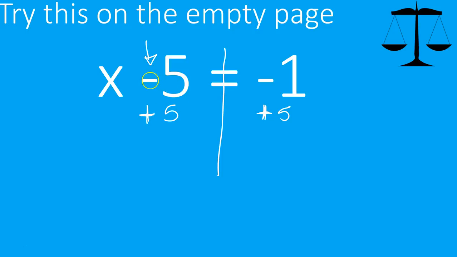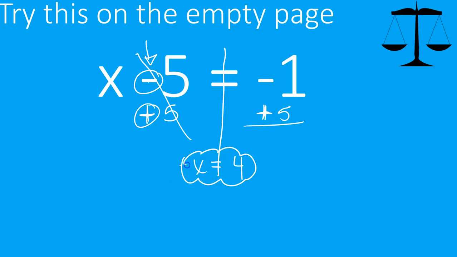Now, make sure a negative 5 plus 5 equals 0. If they don't equal 0, then you're doing the wrong operation. These should be opposites of each other. They cancel each other out. Now what I'm left with is x, so I'm going to bring that down. Now on this side, I have negative 1 plus 5. Those have different signs, so I subtract. 5 minus 1 is 4, and there were more positives, so I get x equals 4.